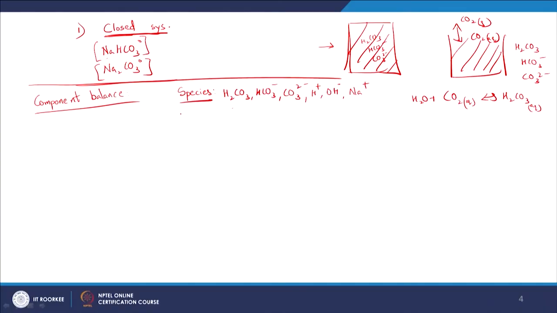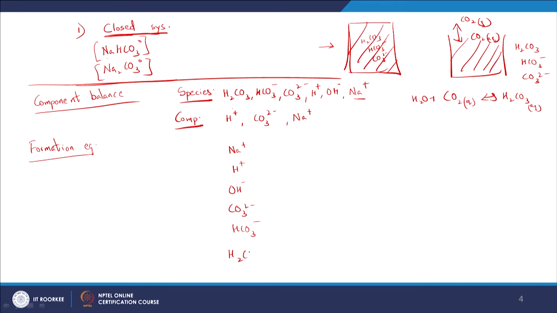And then the key is to choose the components. What are the components? We always try to choose the H plus or the proton, then the most deprotonated form of the acid, which is CO3 2 minus, and then the sodium here. Then let us list the formation equations. I am going to first list all the species, going with the easier ones first: Na plus, H plus, OH minus, CO3 2 minus, HCO3 minus, and H2CO3. Let us see how I can form them.